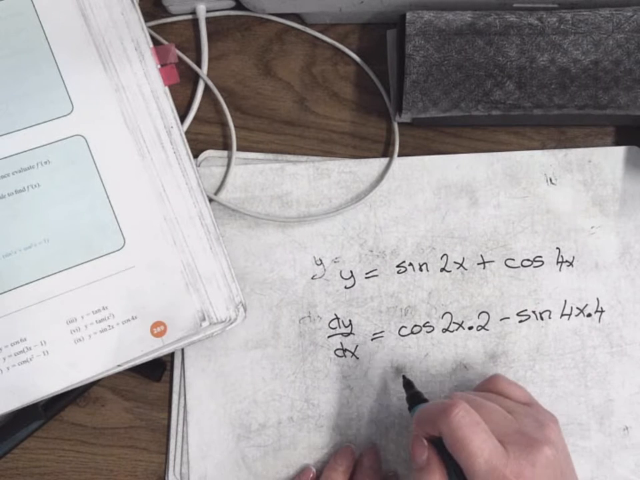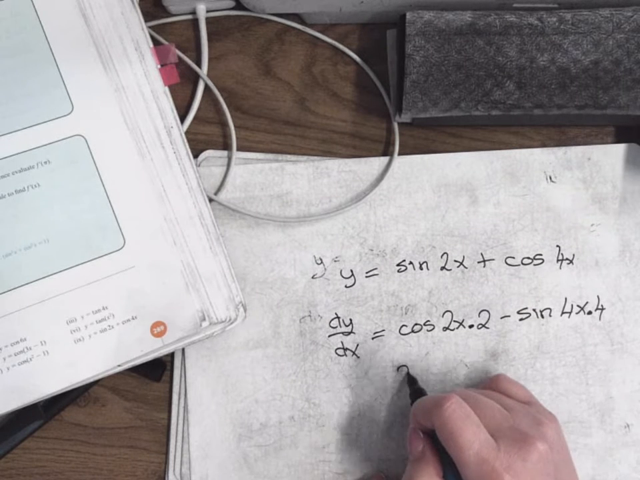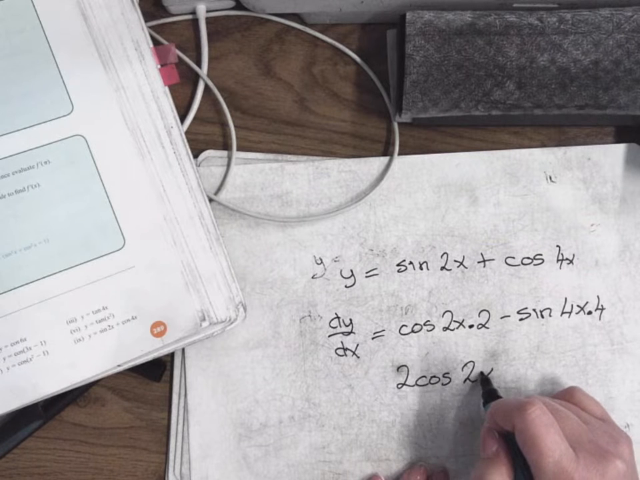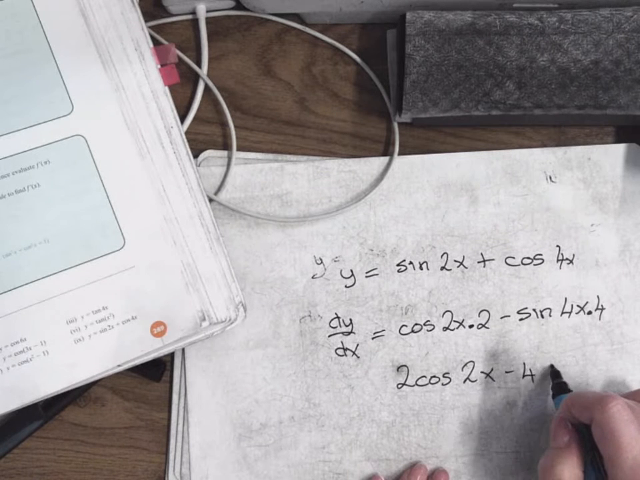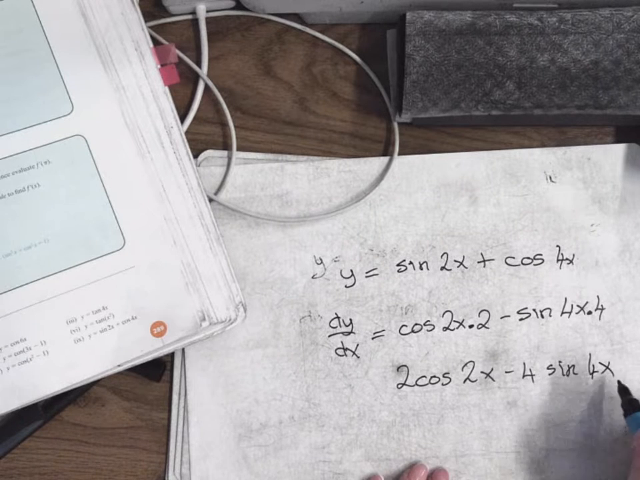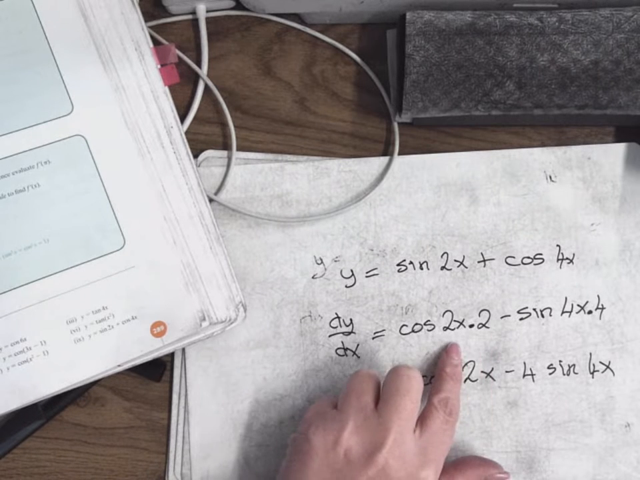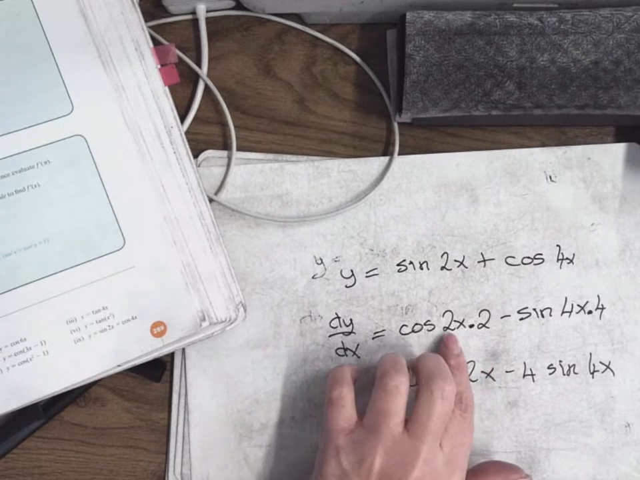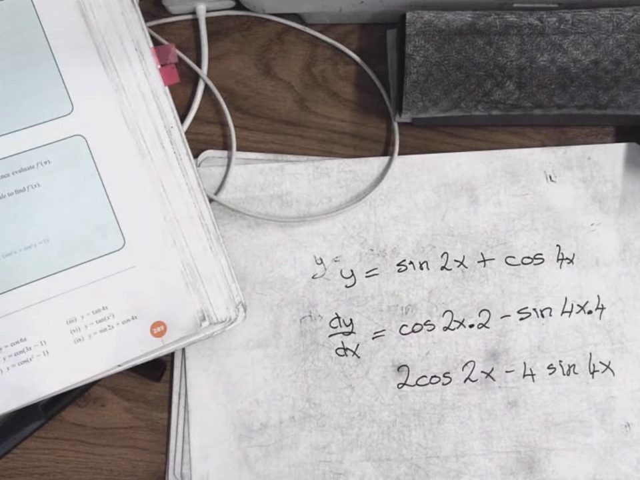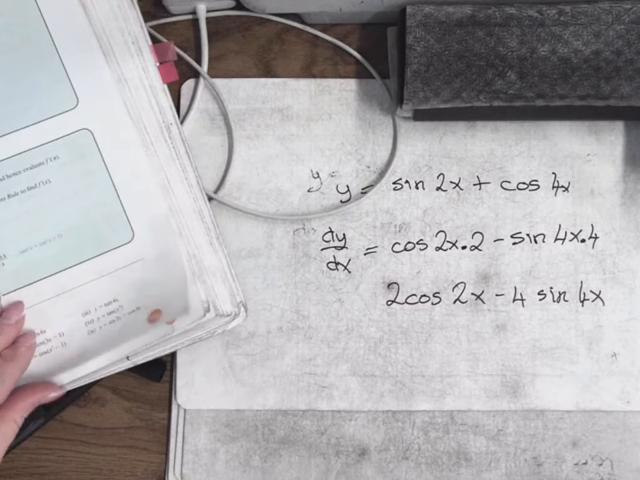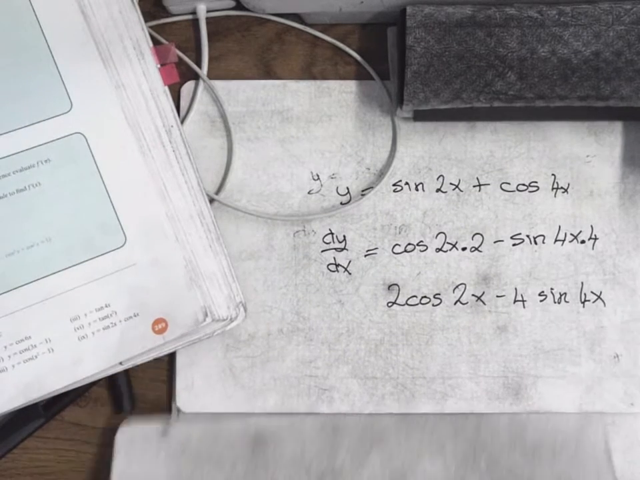You can leave it like that, but you can write it as 2 cos 2x minus 4 sine 4x. Don't be tempted to multiply the angle by 2, because it's not the angle multiplied by 2, it's cos of the angle multiplied by 2. Is that right? Okay, are we good? Right, okay, next type of one.